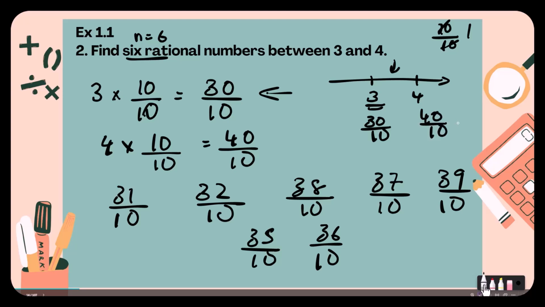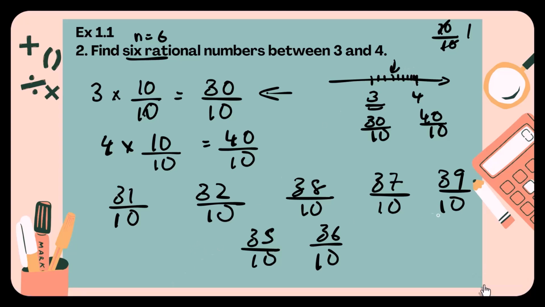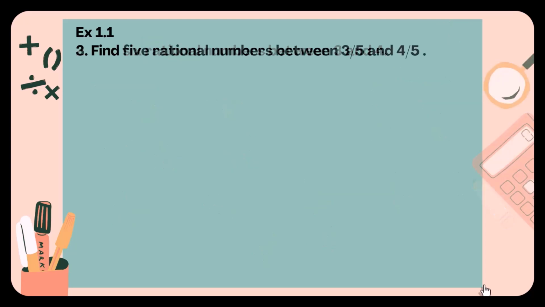Yes. Now what is it? 31 by 10. There will be 31 by 10 here, 32 by 10, 33 by 10, 34 by 10, 35 by 10, 36 by 10, 37, 38, 39, and 40 by 10, like that, okay? That is the logic here. All right. So let's try to understand the next question. 5 rational numbers between 3 by 5 and 4 by 5. Okay, this is also easy.